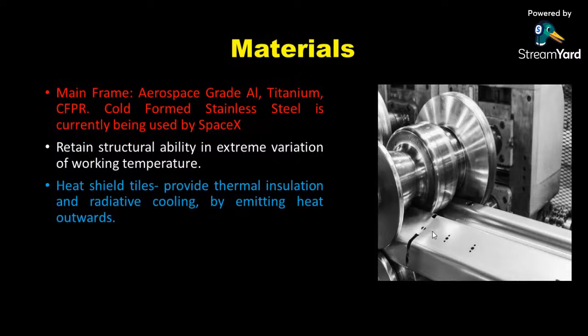The advantage of cold form stainless steel is that when combined with nickel, it gives high strength, increasing the strength by 50% in cryogenic conditions. It is also easier to work with and also reusable. Also, along with that, it is 60 times cheaper than carbon fibers.